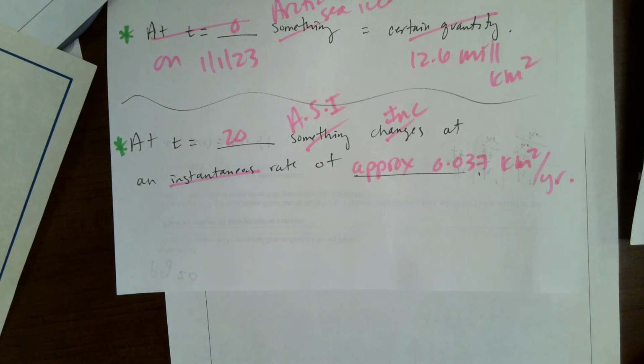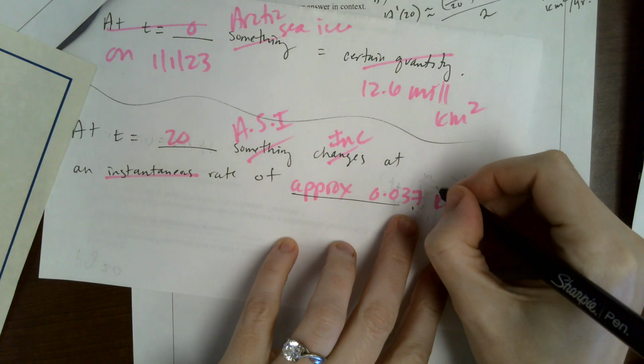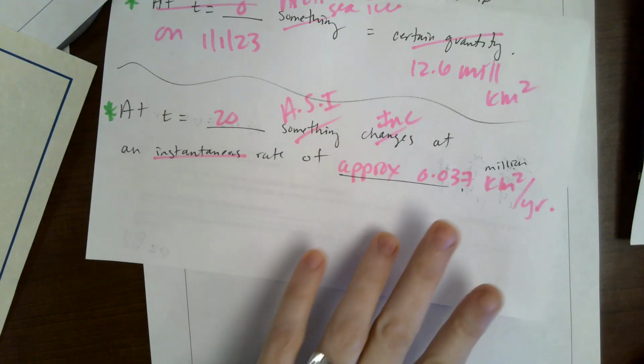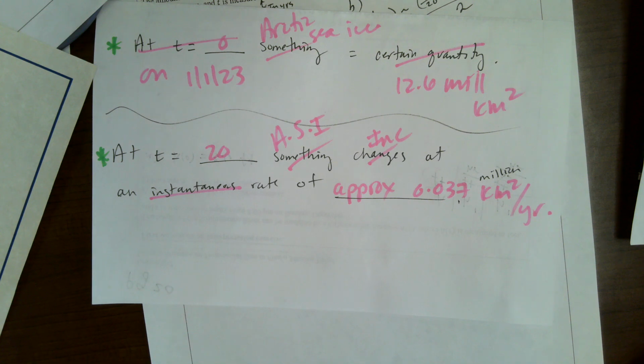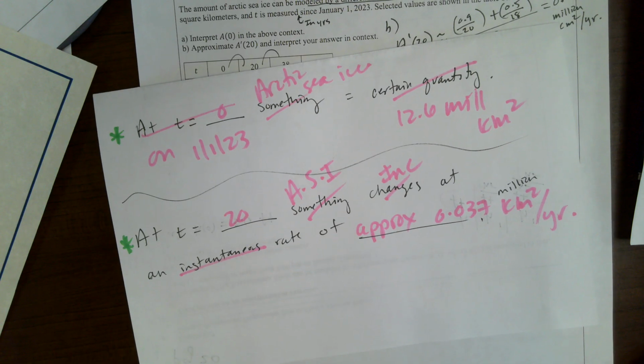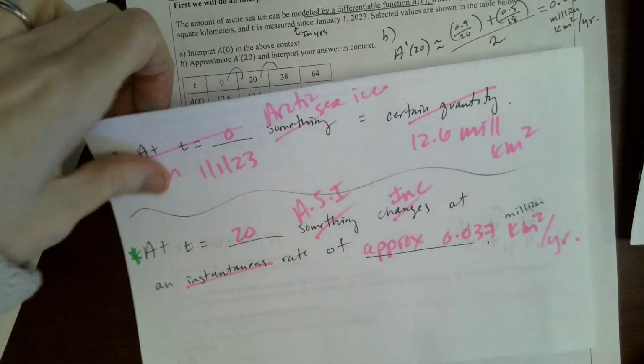All right, now let me read it. So at t equals 20, the amount of Arctic sea ice is increasing at a rate of approximately 0.037 million kilometers squared per year. All right, that sounds good. And guys, in the interest of time, why don't I let you write that down. Okay, so write that down in your notes, and let's just move on.